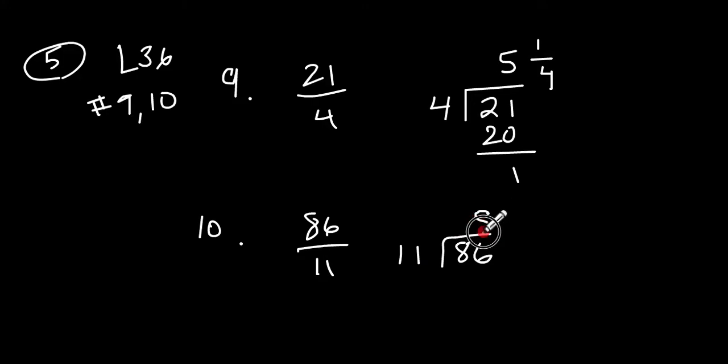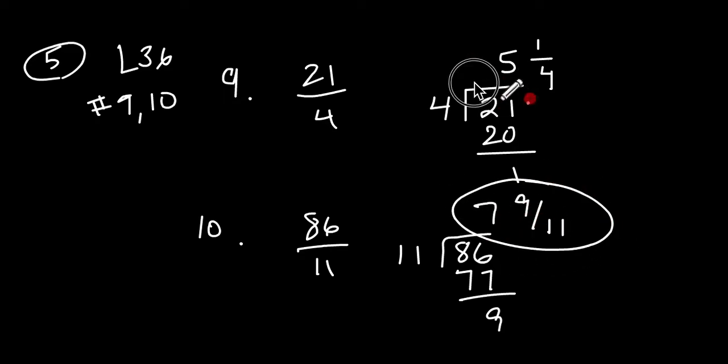So it's going to go 7 times. 7 times 11, so we get 77, and we have 9 left over. And so it's going to be 7 9/11. There we go, those 2 answers. All right, next, number 6.